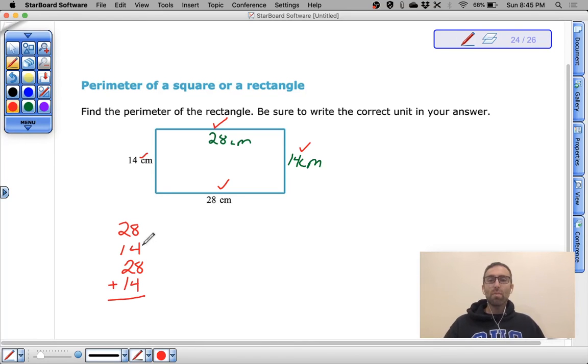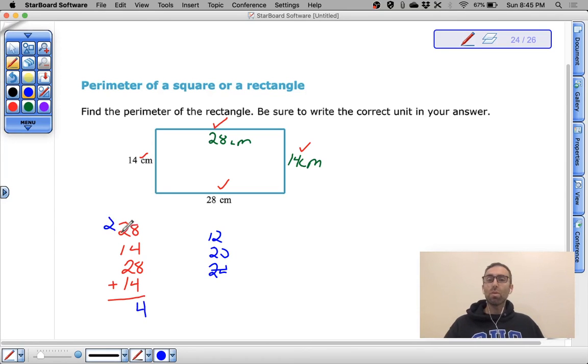So if I have 8 plus 4, I get an answer of 12. 12 plus 8, I have an answer of 20. 20 plus 4, I get an answer of 24. So I'm going to take this 4, it's really ugly, and I'm going to put that on the bottom, and I'm going to bring the 2 up on top.